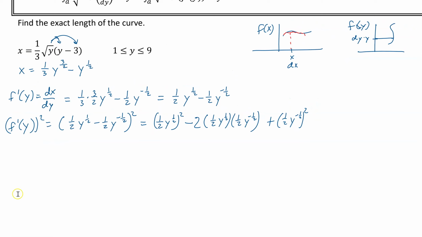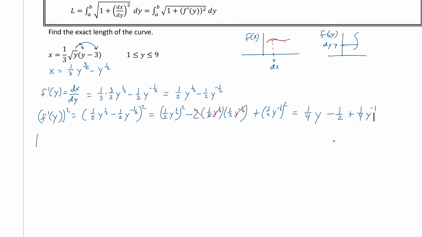Okay, so squaring this one would be 1/4 y. In the middle, we get 1/2. That cancels the 2, so we end up with, again, 1/2. But 1/2 minus 1/2 is 0. So these are canceling. Remember, that one's on top, that one's on the bottom. They're just going to cancel. And that 2 will cancel with that 2. So we end up with minus 1/2 plus 1/4 y to the negative 1, because 2 times negative 1/2 is negative 1. Okay, so we're done with the square.